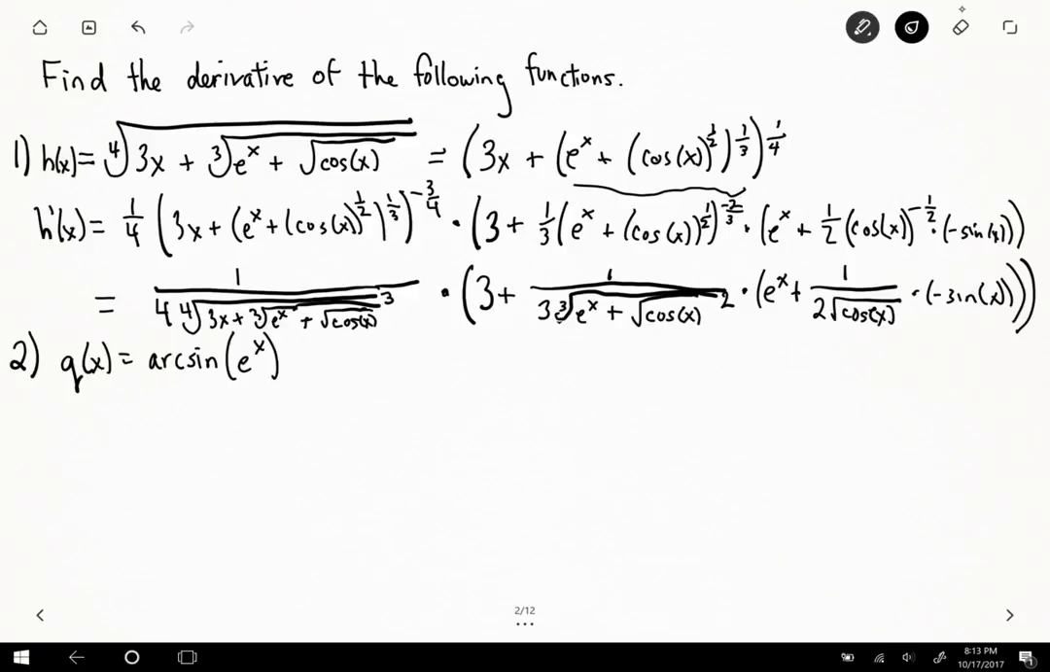Alright, so for the next one, q of x equals arc sine of e to the x. So if you look, one thing to take note of, and let me know if you don't know what the derivative of arc sine of x is, because we can prove it too. And so if you're in a worst case scenario and you don't know how to do it come exam time, this way we can kind of solve that problem.